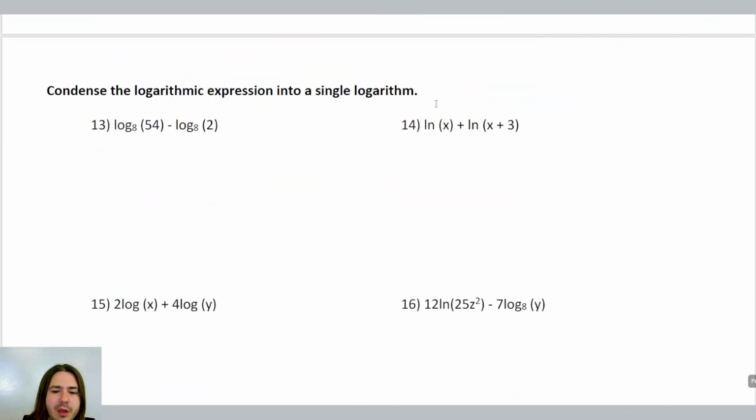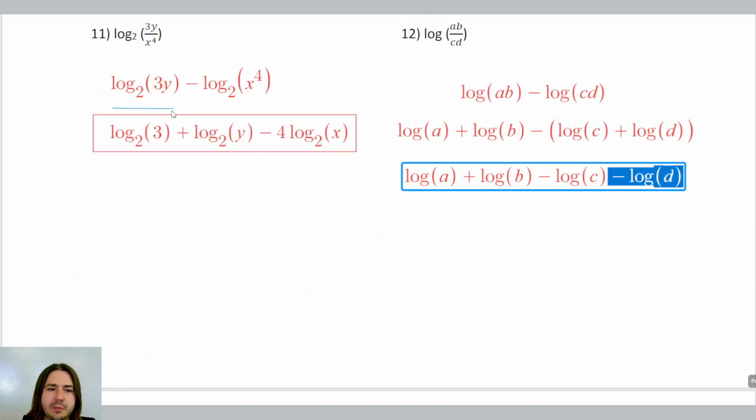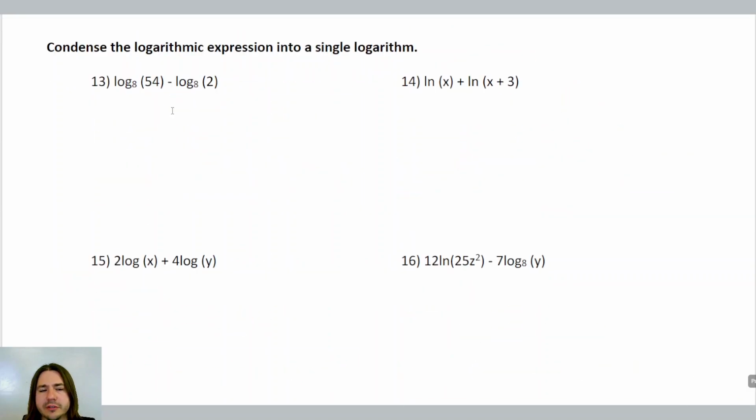So here we are trying to condense into a single logarithm. Let's see what we got here. So we're trying to do what we did in the previous problems, on the previous page, but go backwards. We're trying to rewrite it as a single logarithm instead of trying to expand it. So let's do number 13.